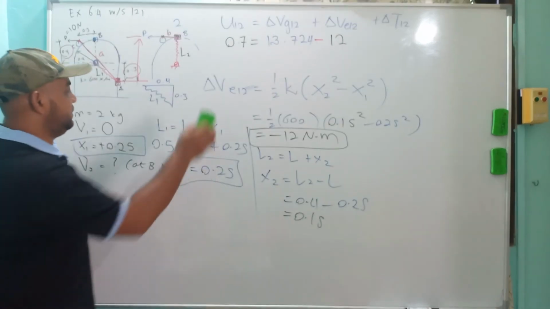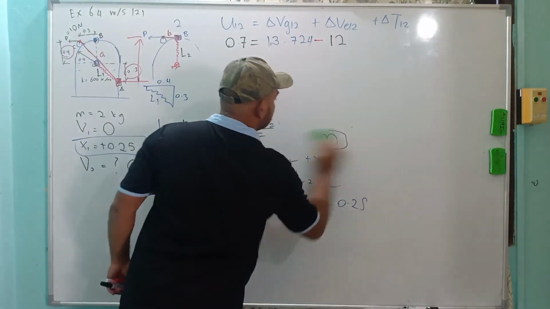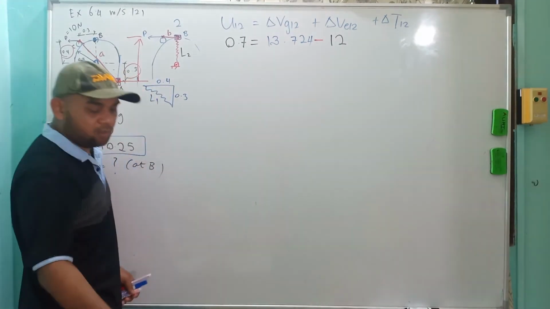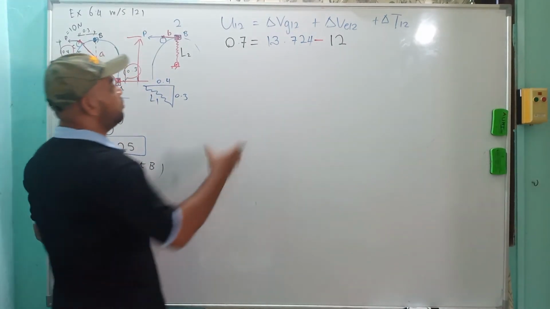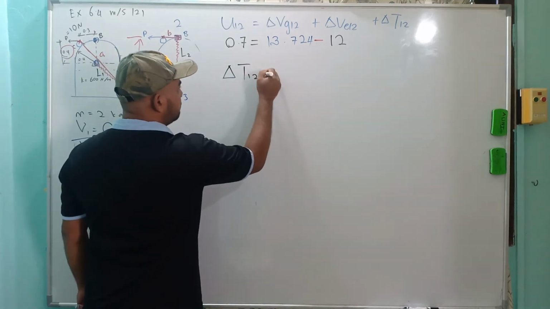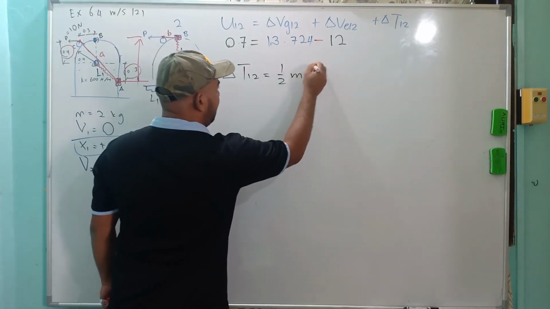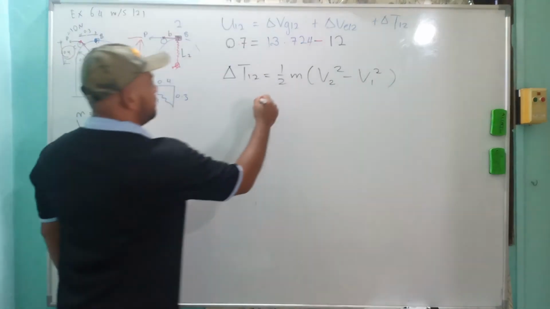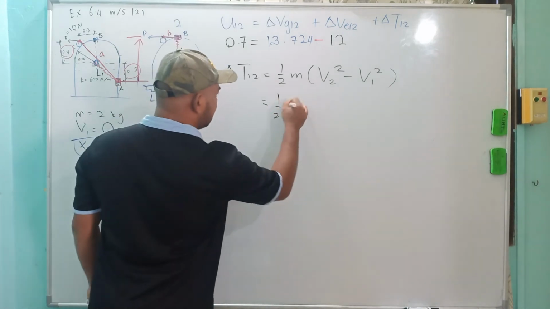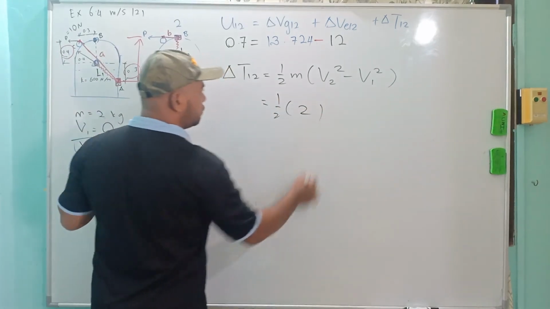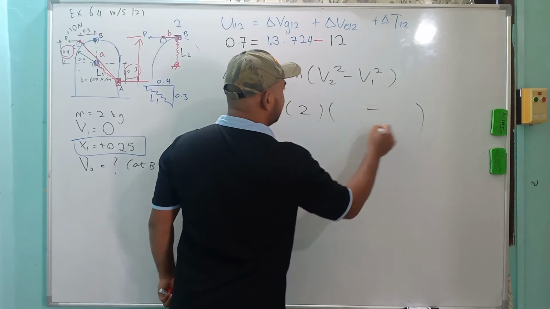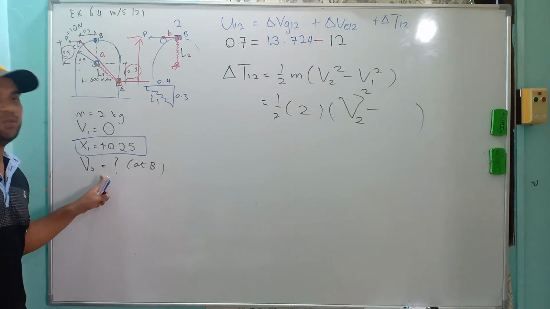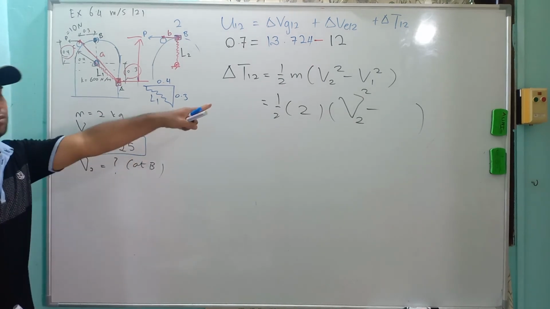Okay, so we go to the last part, which is delta T12. Delta T12 equal to half m (V2 squared minus V1 squared). So what is half? Half is half. What is m? Given, 2 kg. What is V2? What is V1? V2 is the one that you want to calculate. The question asks you what is the V at position B. So this is the V2. So you put that, V2.